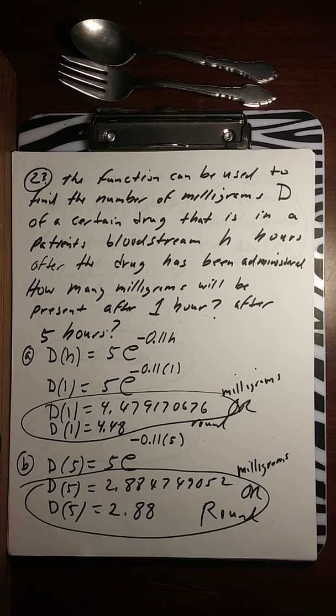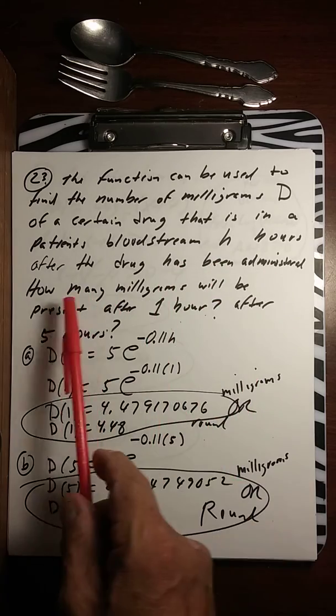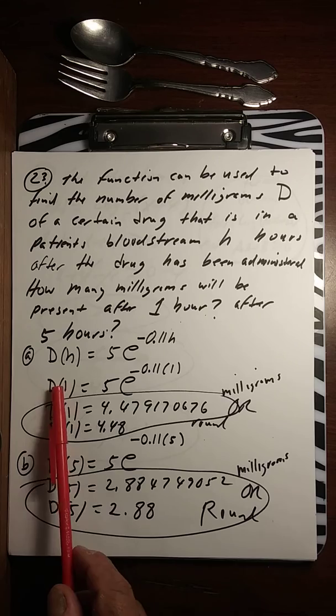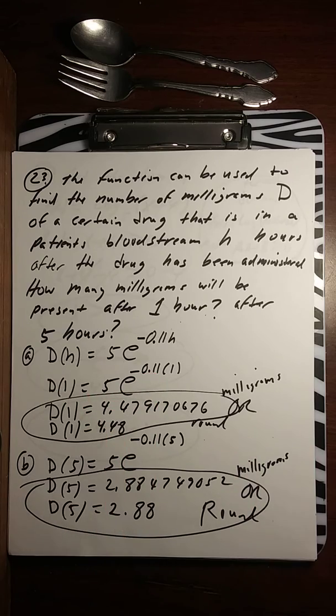The function can be used to determine the number of milligrams D of a certain drug that is in the patient's bloodstream 8 hours after the drug has been administered. How many milligrams will be there after 1 hour, after 5 hours? So D of 1, put it in there, and then do it in the calculator.